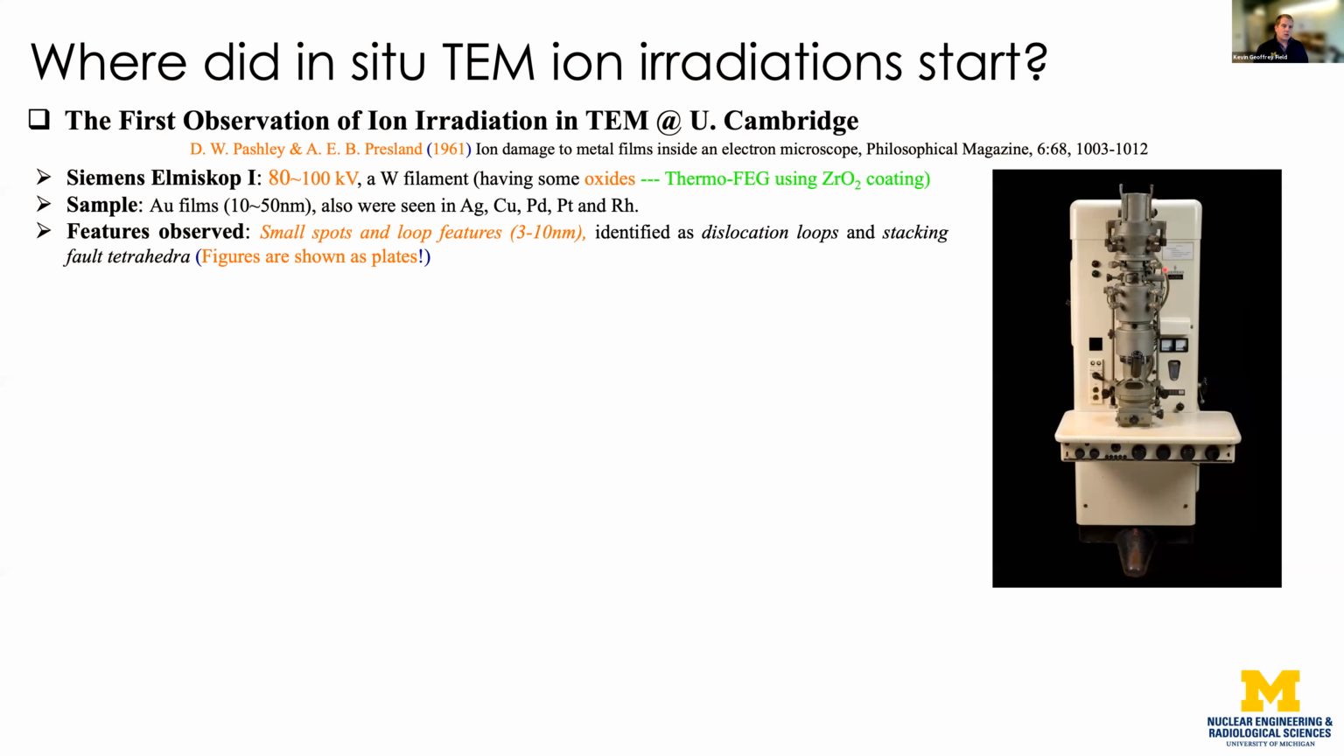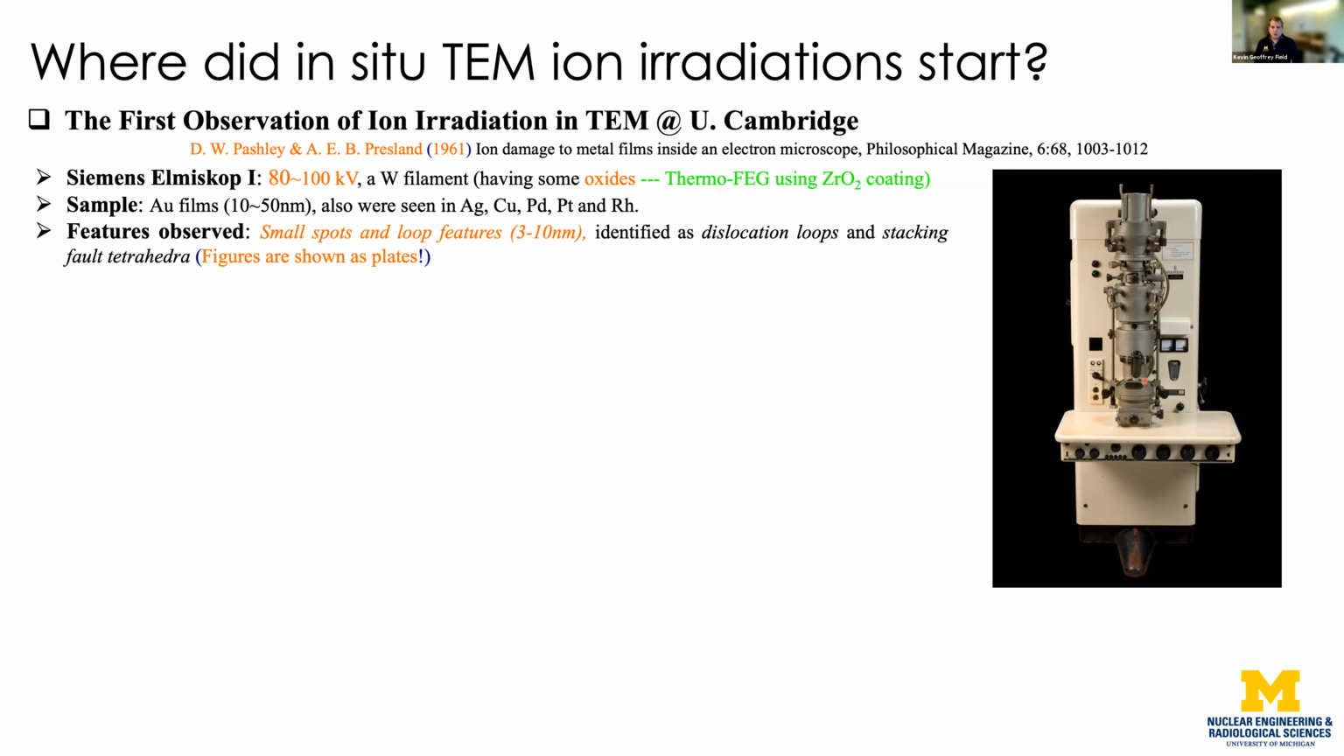Before we do that, we should probably do a little bit of a history lesson. So when was the first time in-situ TEM ion irradiation completed? The first paper is by these 2 right here in 1961 with the name of Ion Damage to Metal Films Inside Electron Microscope. They used a Siemens system shown here on the right.